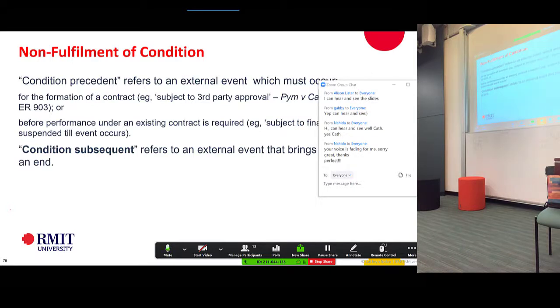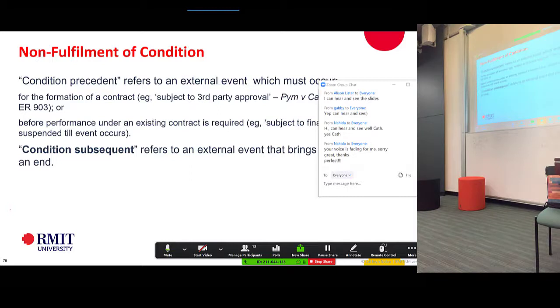Condition subsequent usually is something that will impact the agreement once it's made. So an external event that will actually end the contract. So I will supply you with all of the hand sanitizer I can get my hands on, unless there's a government decree that requires me to sell it only to hospitals, or unless there is a rule that prevents me from doing it. So again, they could have the same sort of impact.